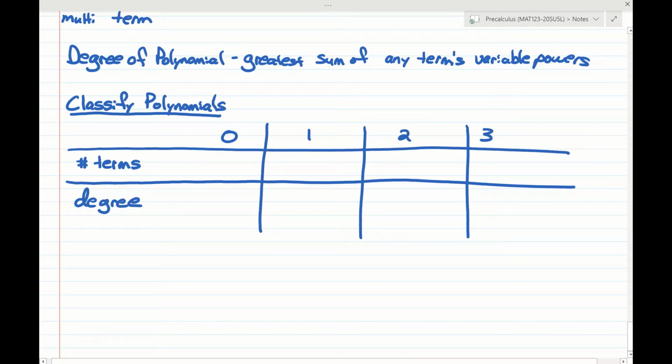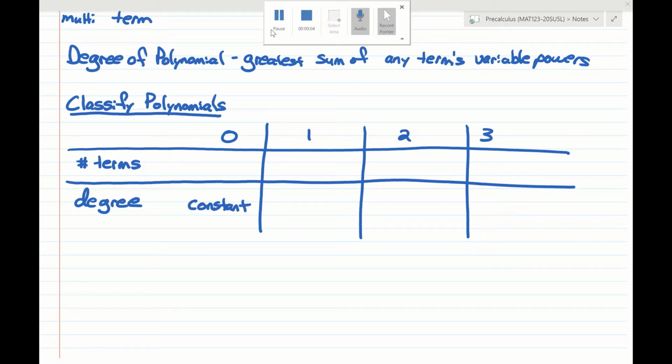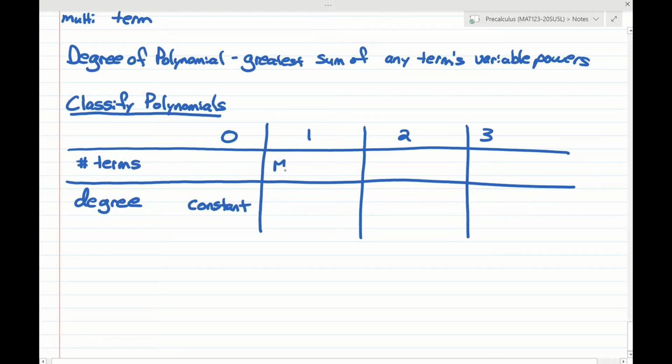All right, so for example, if we have no variable terms, technically that's just called a constant. So let's move on to column number 1. If we have one term, that's called a monomial. And if the power or the degree is 1, that's called a linear expression. If we have 2 terms, that's called a binomial. And 3 terms is called a trinomial.